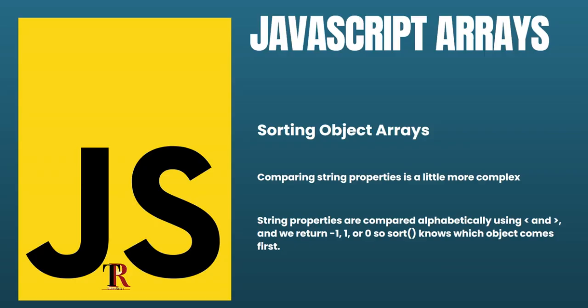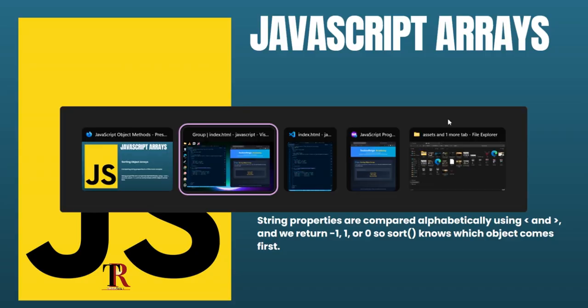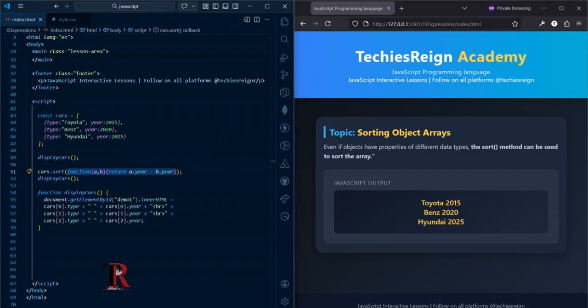So when you are comparing strings, JavaScript will use alphabets to compare each string using the 2 signs, greater than or less than, and so the output will either be negative, 0 or positive. Depending on the outcome, that is what the sort will now use to arrange objects and choose which comes first, which stays in the middle, and which comes last. So let's quickly take a look at an example of how you can compare string properties.